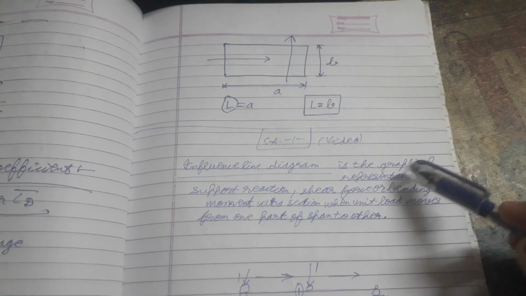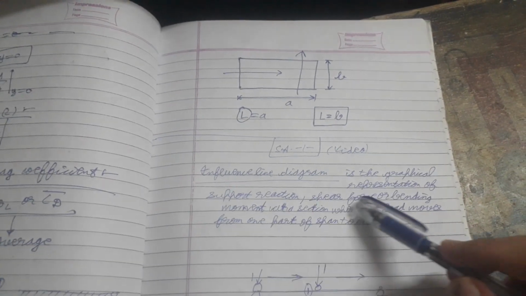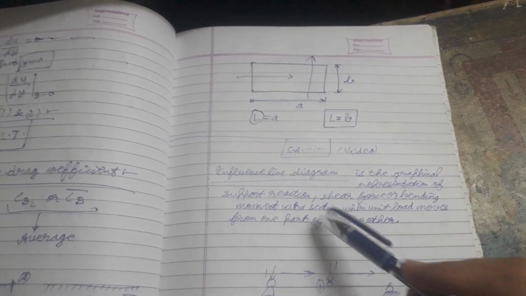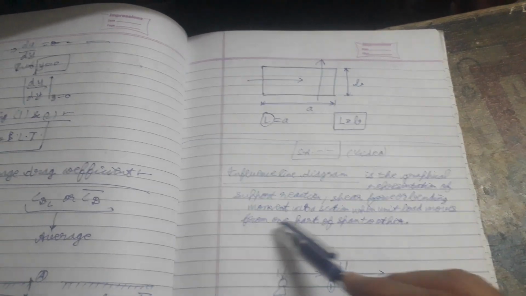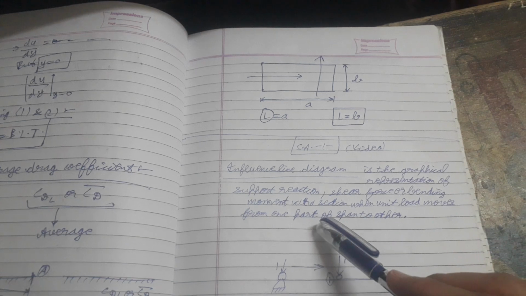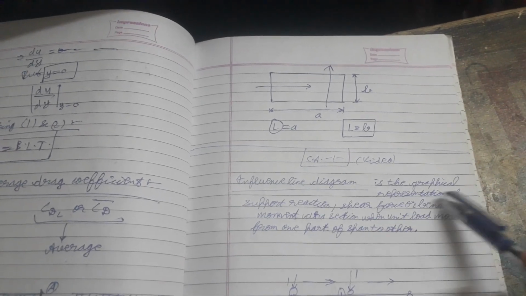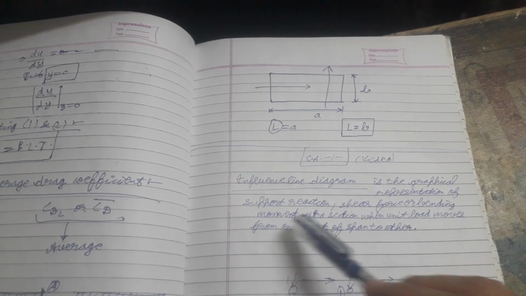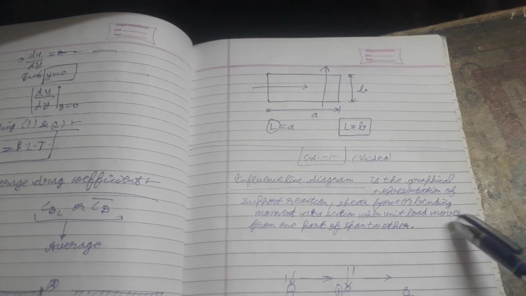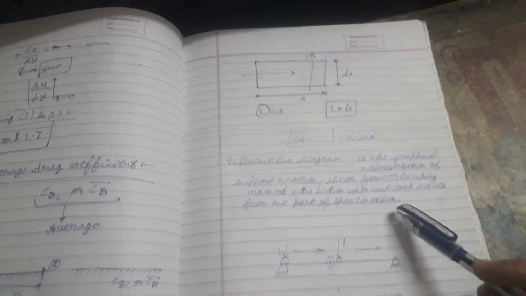Influence line diagram is the graphical representation of the support reaction, shear force or bending moment at a section when the unit load moves from one part of the span to another.